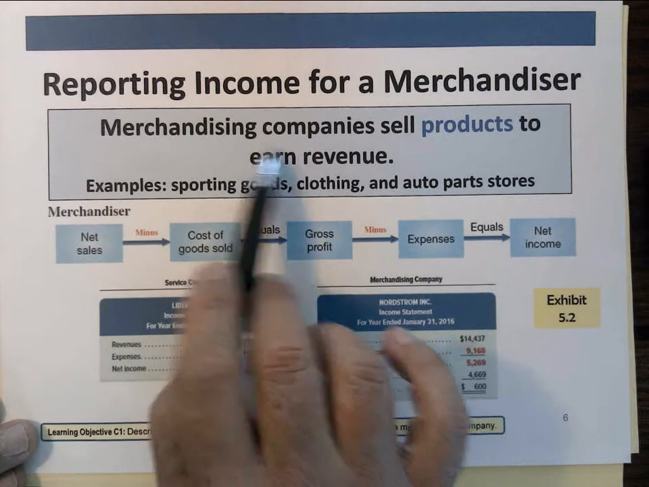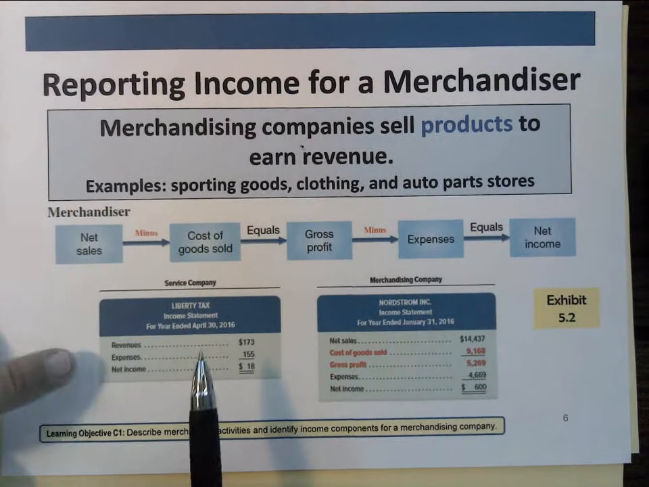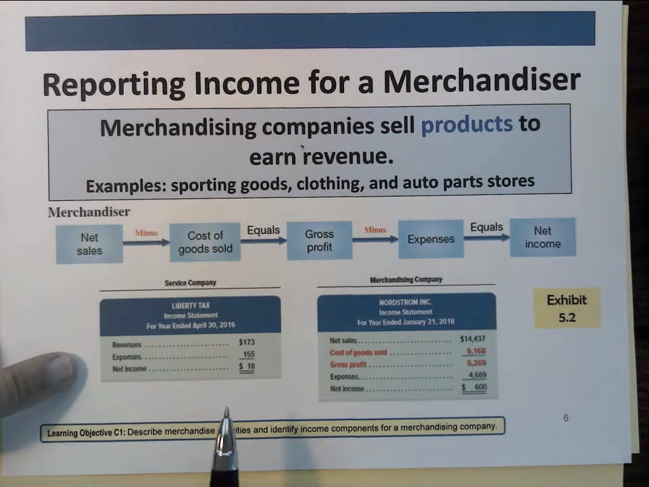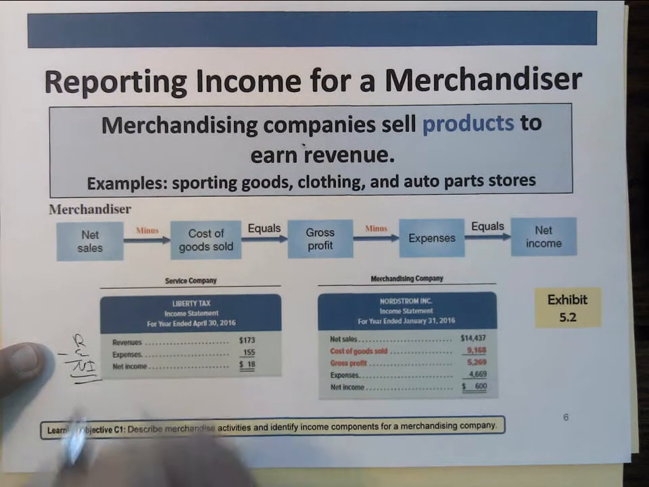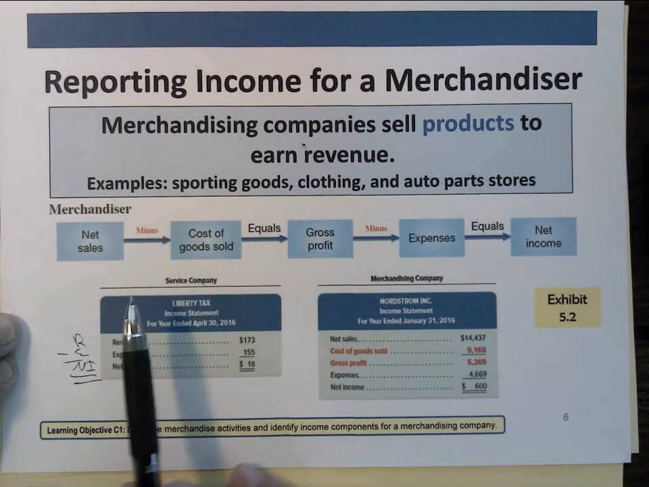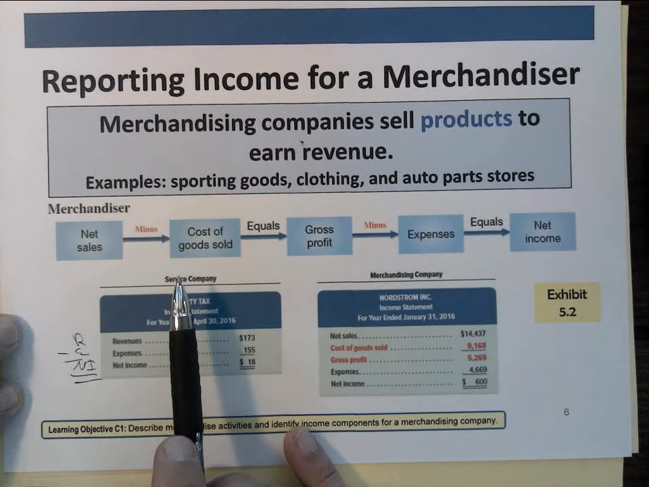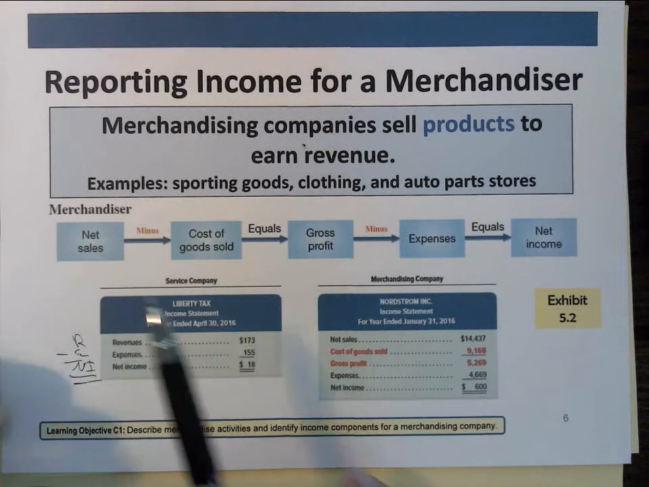Now, like we said, merchandising companies sell products to earn revenue, right? So here's our old school income statement: revenue minus expenses is net income, just like we're used to. Now, in the merchandising concept, we add another layer or so to that. We make our income statement a little more complicated.